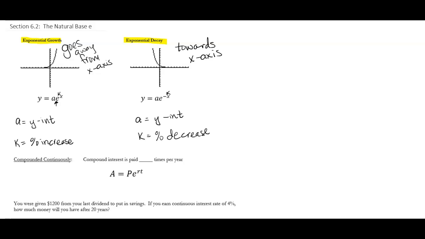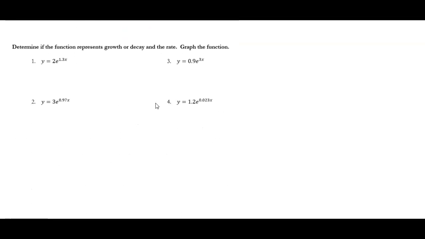Okay, so what we're going to do is skip some of this stuff, and then go down and look at some problems. We're going to look at numbers 1 through 4 and determine if it's growth or decay. And again, growth is going to be a positive exponent. Decay is going to be a negative exponent.